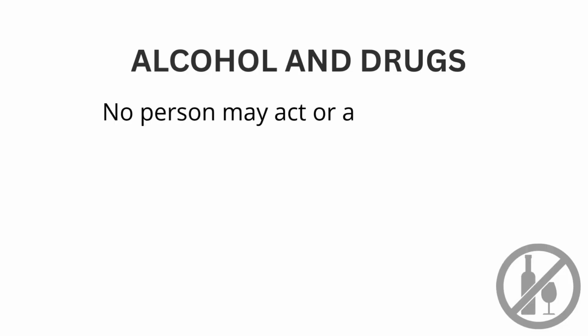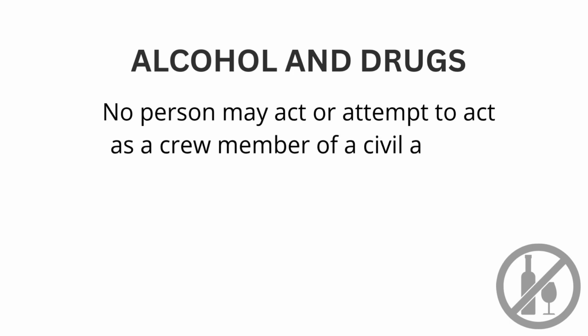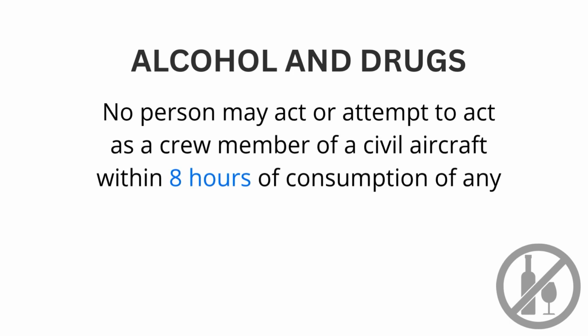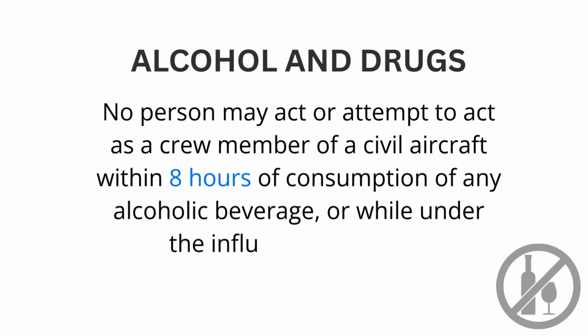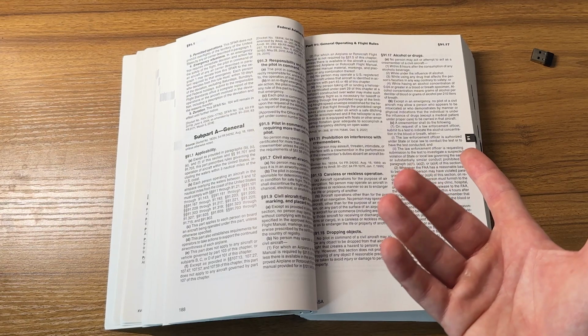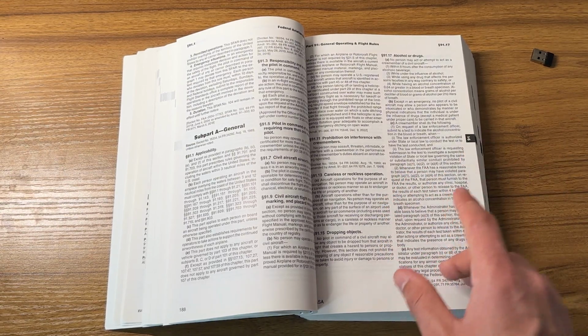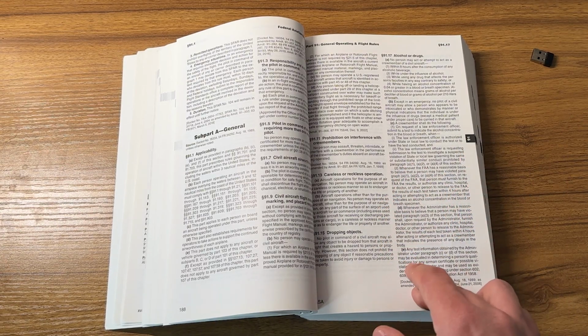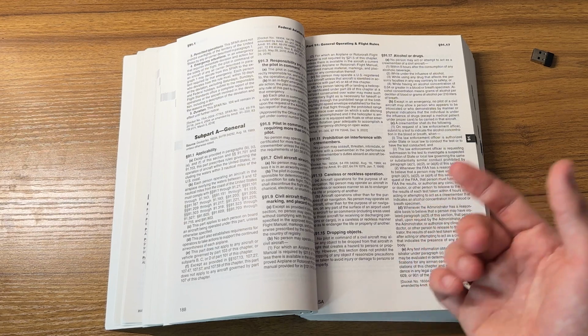No person may act or attempt to act as a crew member of a civil aircraft within 8 hours of consumption of any alcoholic beverage or while under the influence of alcohol. So if you did exactly what I just did, you'll find the alcohol and drugs regulation, and I can guarantee people were pissed once this regulation was introduced. Just as you are not allowed to drink and drive, the same is true for drinking and flying.